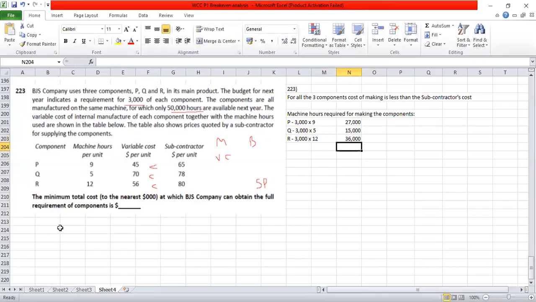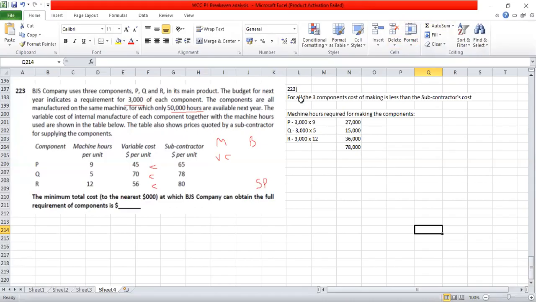So these are the number of hours which should be available. But are they available to that extent? 78,000. But 78,000 hours are not available. Only 50,000 hours are available. So in that case, some of them have to be outsourced.